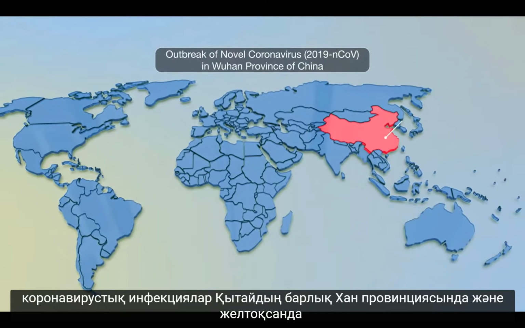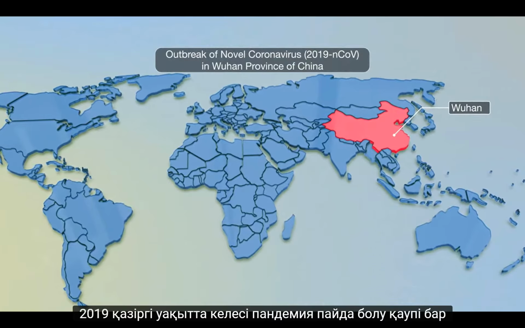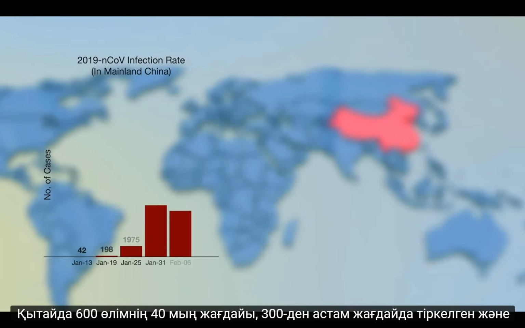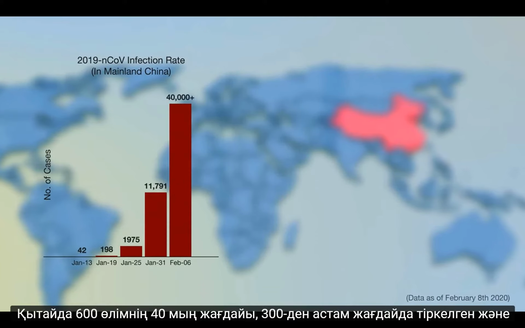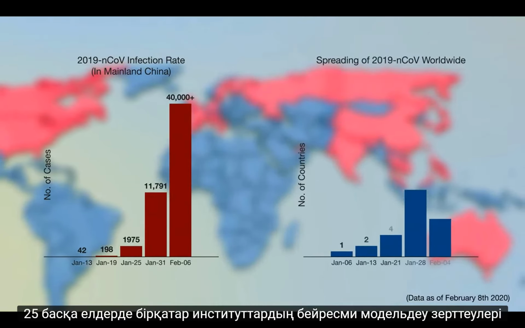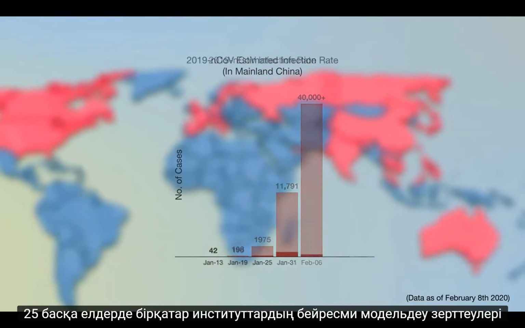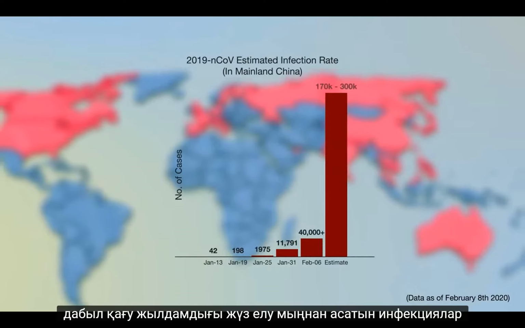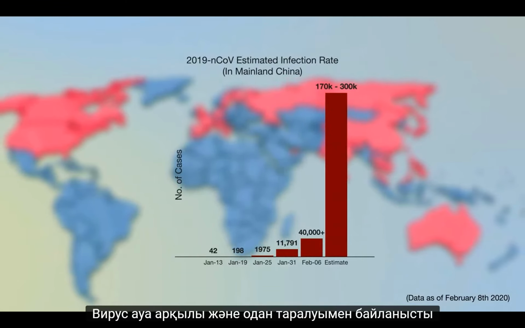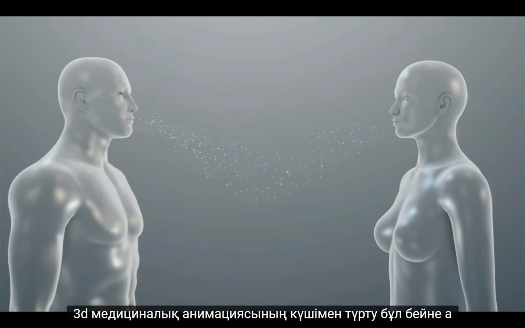Coronavirus infections in the Wuhan province of China in December 2019 is threatening to emerge as the next pandemic. At current count, over 40,000 cases and 600 deaths have been reported in China and over 300 cases in 25 other countries. Unofficial modeling studies by a number of institutions claim infections of over 150,000. The alarming speed of transmission is in part because the virus spreads through the air and by touch.